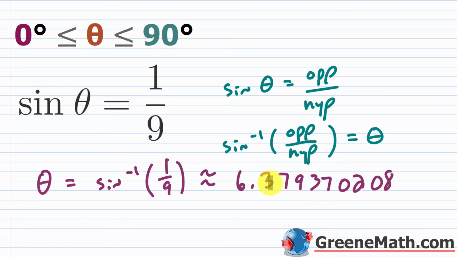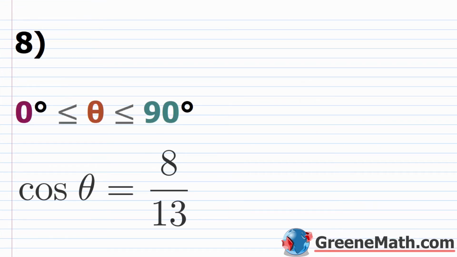Again, I'm going to go to the nearest 10,000th. So tenths, hundredths, thousandths, 10,000ths. So right there, the digit that follows is a 7, so I'm going to add 1 to this. So 3 plus 1 is 4, and I can get rid of all of these. And this answer is in terms of degrees. So the angle that we're looking for, this theta, is going to be approximately 6.3794 degrees. And again, just so this is clear, there's an infinite number of angles whose sine value is going to be 1/9.